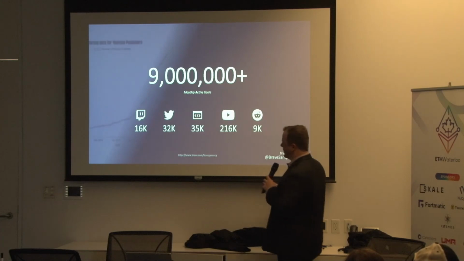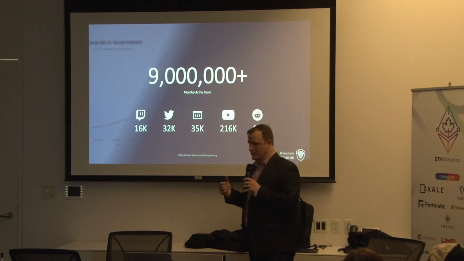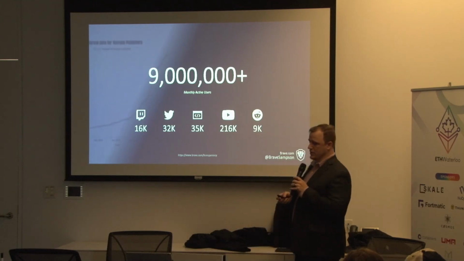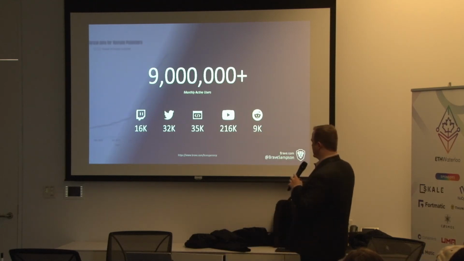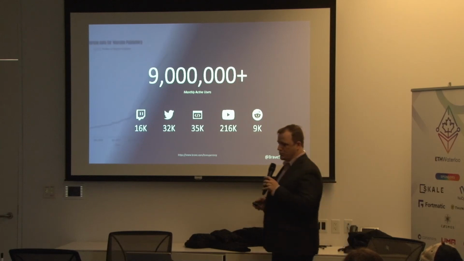Just a few of the properties that have verified publishers on: 16,000 Twitch streamers, 32,000 Twitter users, 35,000 websites. The YouTube number continues to blow my mind. Nearly 250,000 YouTube channels are verified to receive basic attention token. And of course, Reddit is fun. If you want to upvote someone for their awesome memes, you can give them BAT now as well. And that's pretty much it.